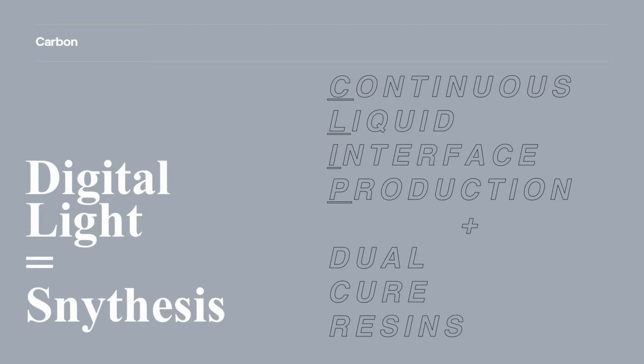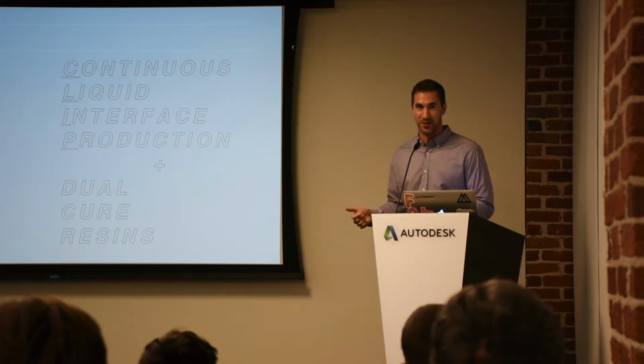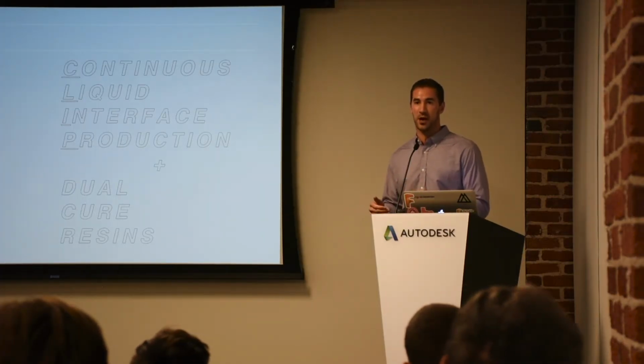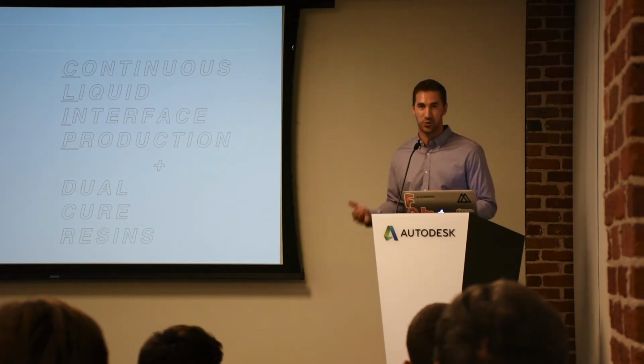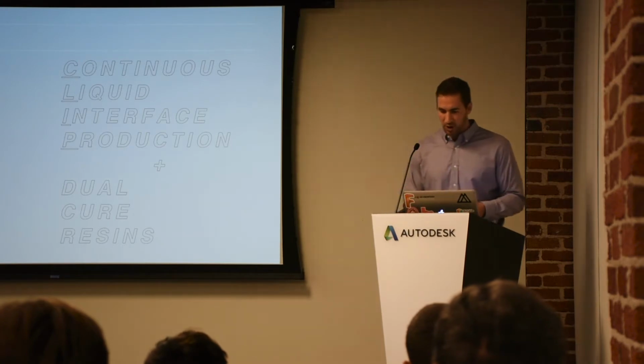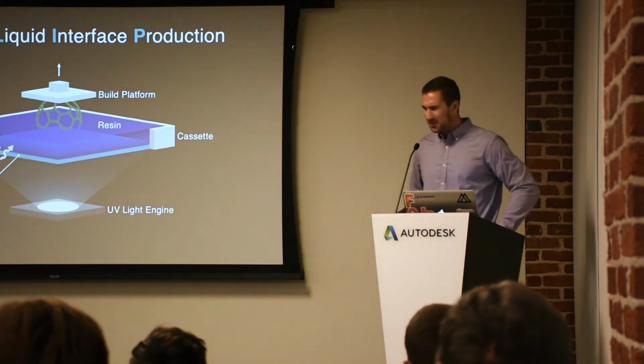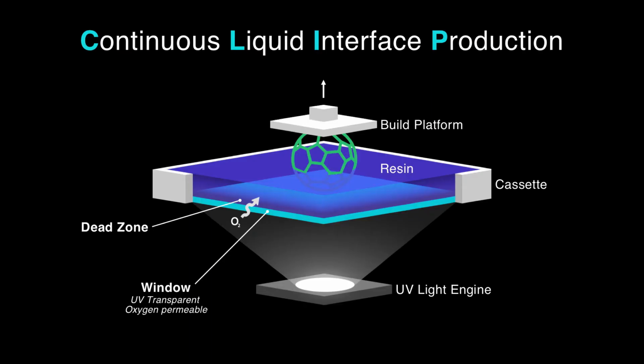But digital light synthesis is comprised of two major innovations. There's a process innovation we call CLIP, continuous liquid interface production, which I'll show you right now. And then there's the materials innovation, which involves some proprietary new chemistry approach that we call dual stage curing. So to start with CLIP, essentially what we're doing here is we are using a DLP-based UV light source.